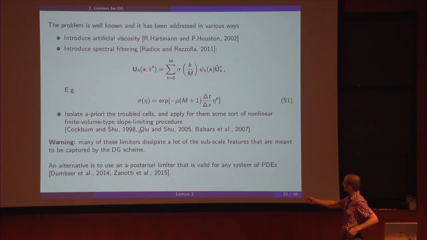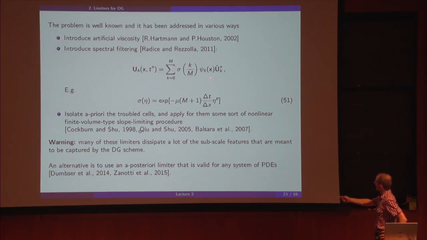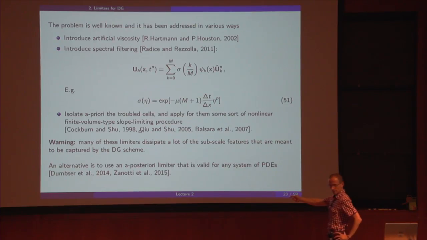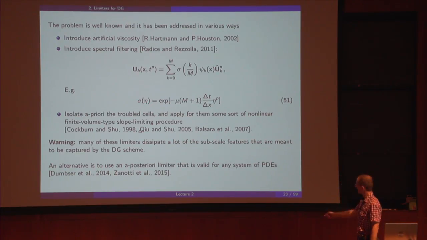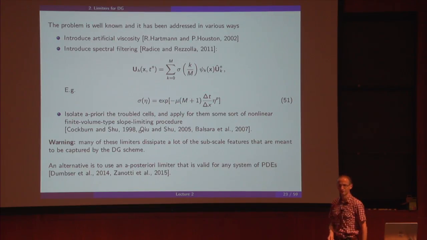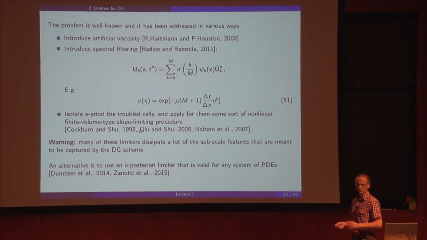So in the expansion of the solution, I can introduce a sigma. It's my filter. It depends on k of the expansion, normalized to the degree of the polynomial. And for example, you can have an exponential filter. Mu is the strength of the filter, Delta t over Delta x, this is the one-dimensional case, and eta to a power of p. P is even, the order of the filter, not the filter as an order. All right. So you can do like this, and it's successful. You can solve the problem of the previous slide.